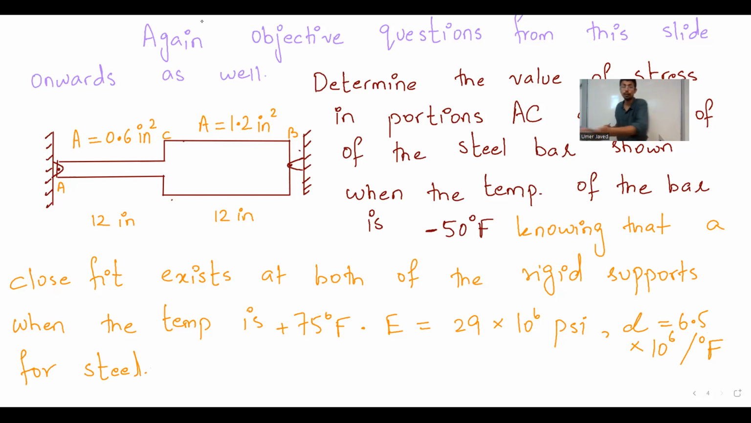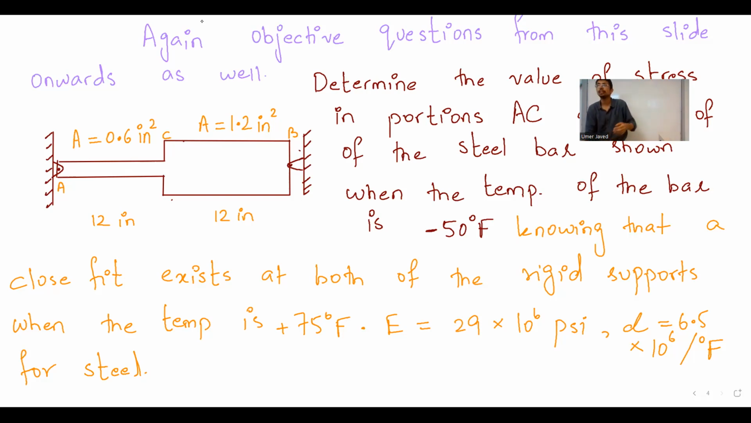Now, what is the whole point of this problem? Someone made this system and designed it when it was at 75 degree Fahrenheit. It is a close fit. You understand close fit or shrink fit? It is tightly held, very nice. They designed it at 75 degree Fahrenheit, we are super happy. Now, the problem is that in working condition, the temperature drops to negative 50 degree Fahrenheit.